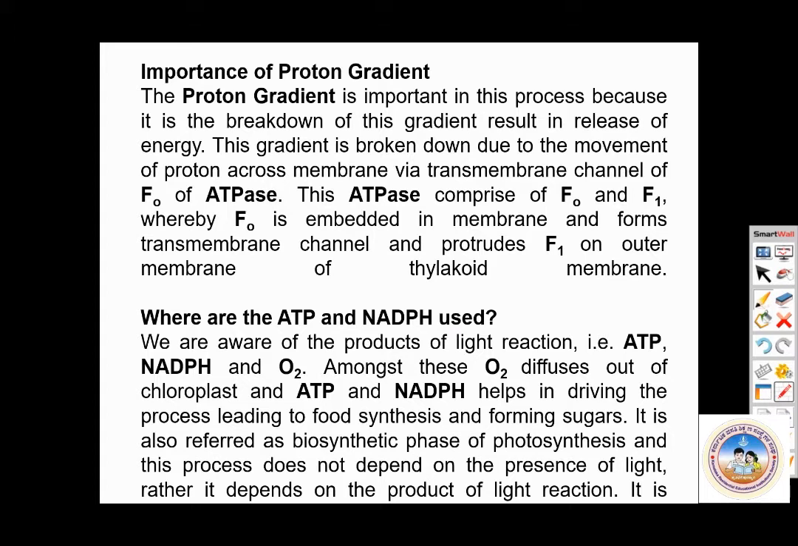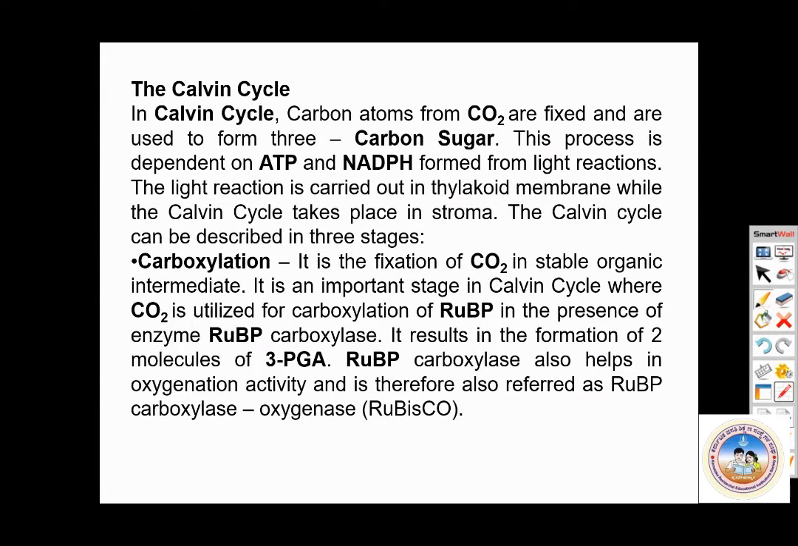Now, where are ATP and NADPH used? Obviously, oxygen diffuses out of the chloroplast, and ATP and NADPH help in what, children? In the formation of sugars. So for sugar formation, you require ATP and NADPH. Now we'll start with your Calvin cycle.